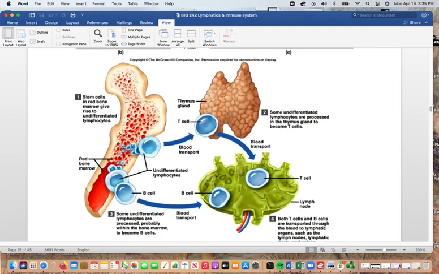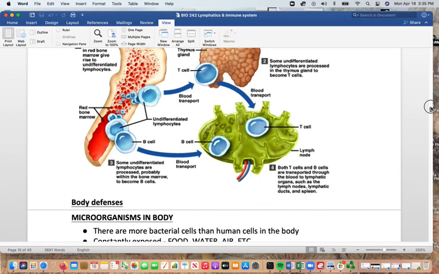So again, this is another picture showing it a different way. You have the stem cells in the red marrow to give you your undifferentiated lymphocytes. Some are going to proceed to the thymus to become T cells. Some of the undifferentiated lymphocytes are processed and become B cells. And then both the B and T cells will travel through the blood to the lymphatic organs and lymphatic tissues.